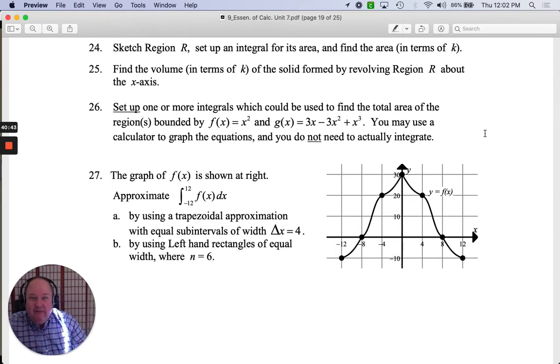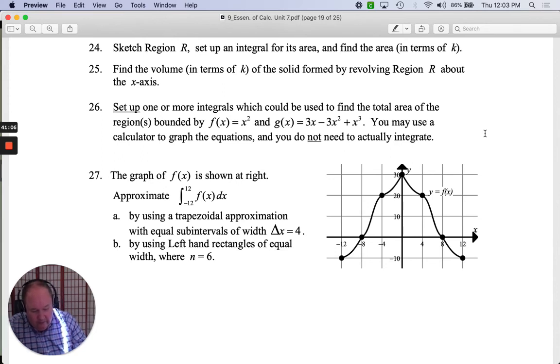So the graph of f of x is shown at the right. I need to plug it in to approximate the integration from negative 12 to 12. So use a trapezoidal rule and then use a left-hand rectangle. Let's do this. So step number one for the trapezoid. How many trapezoids? Oh, there's an equal width of 4.